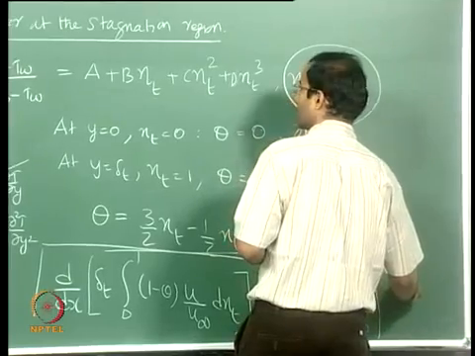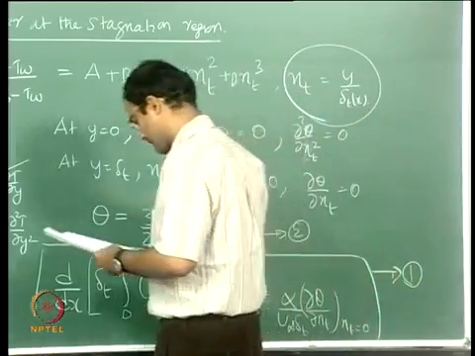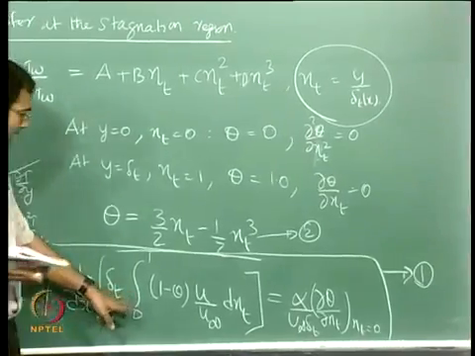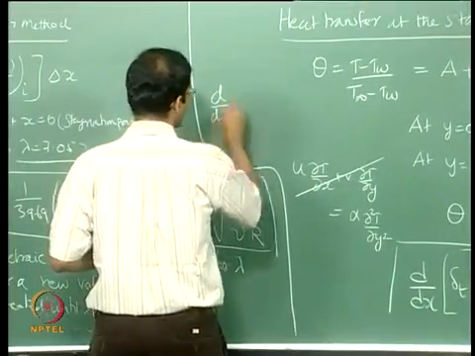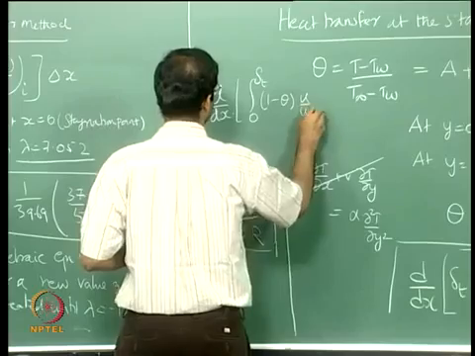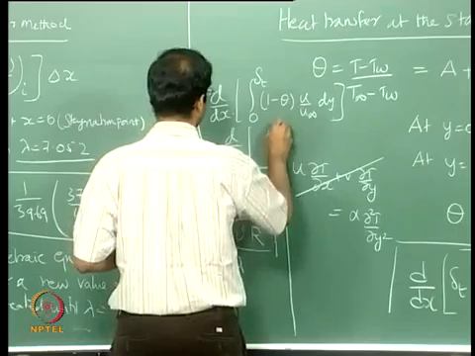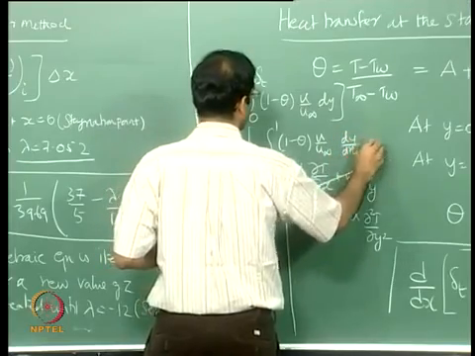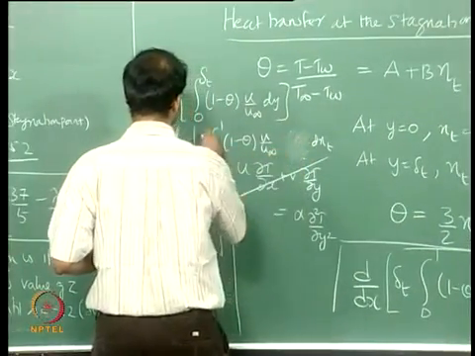Let us call the profile equation number 2 and the energy integral expression equation number 1. All of you are familiar with this. If you want me to expand it from the basic equation, d by dx of the integral from 0 to delta t of 1 minus theta times u by u infinity dy. I am writing this in terms of eta, so 0 to 1 of 1 minus theta times u by u infinity into dy by d eta t into d eta t, and dy by d eta t is nothing but delta t. That's how this factor delta t comes.